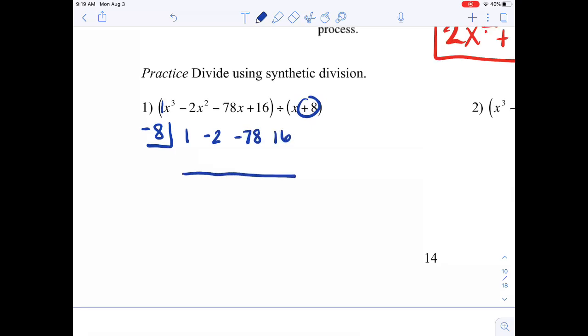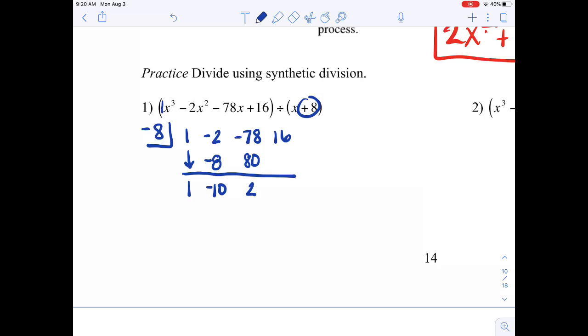Okay, so remember, you're going to repeat this algorithm until you have normal rows to be able to add down. So you're going to start. Bring down your first one. 1 brings down to be 1. 1 times -8 is -8, which I now put into that second row. Again, you're going to add down your column. -2 plus -8 is -10. Negative 10 now multiplies by negative 8 on the outside to become a positive 80 and gets put into the next row. Negative 78 plus 80 adds up to be positive 2.